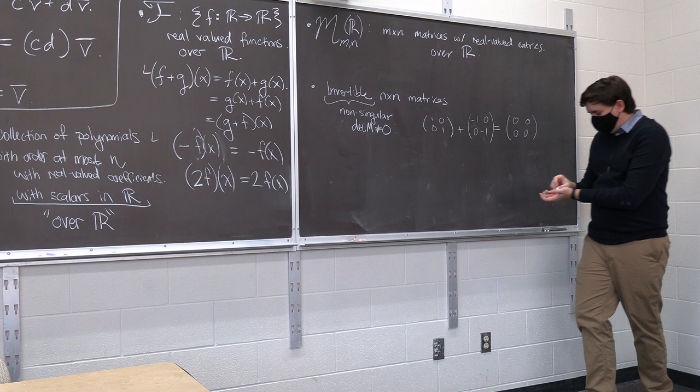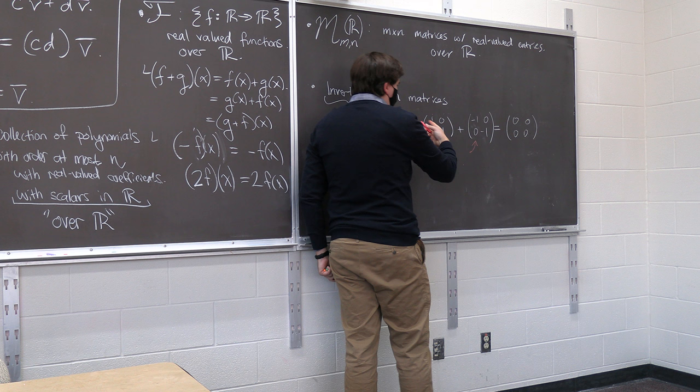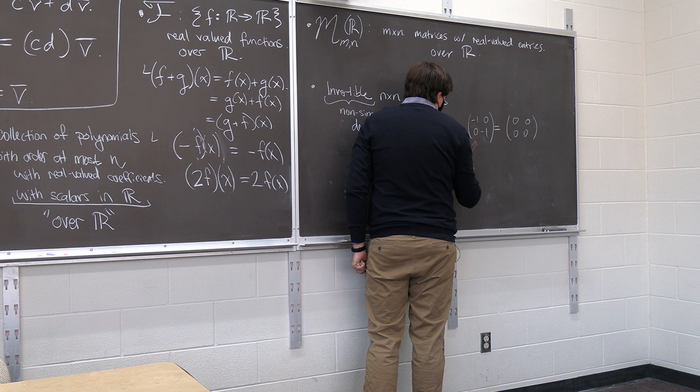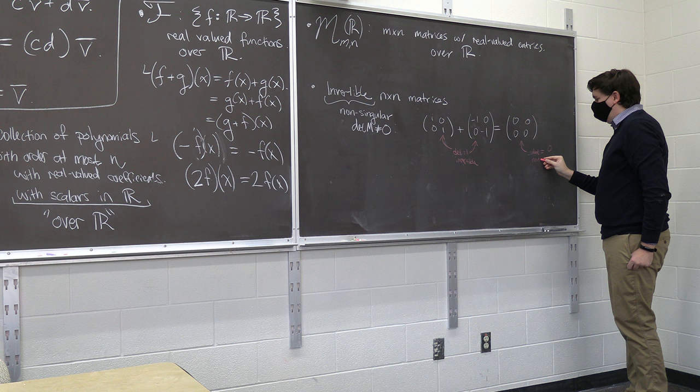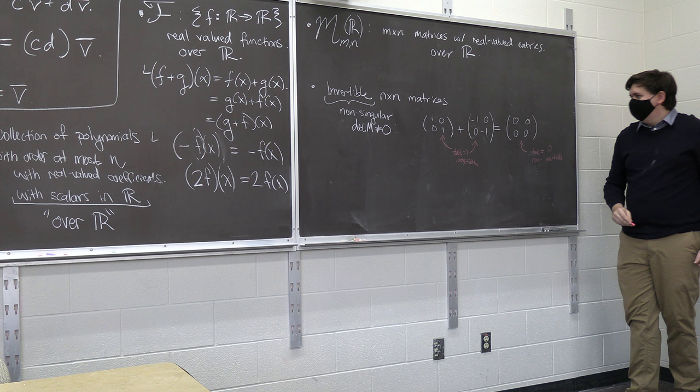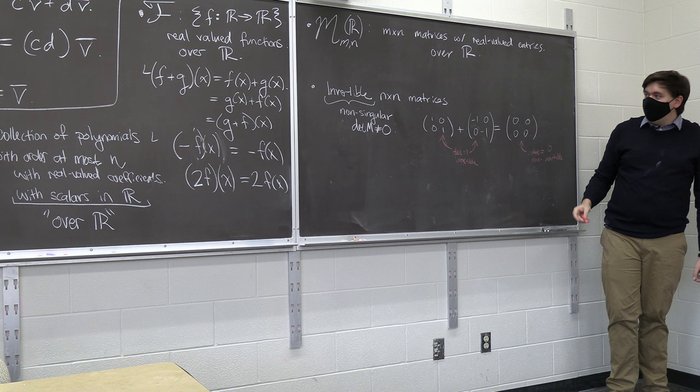This is not invertible. Both of these are invertible. If you calculate the determinant of either one, it's just 1. So here our determinant for both of these is 1, so they're invertible. But this guy, the determinant is 0, so it's non-invertible. That's a singular matrix. So it's not closed under addition, so it fails our first property, and hence, this is not a vector space.